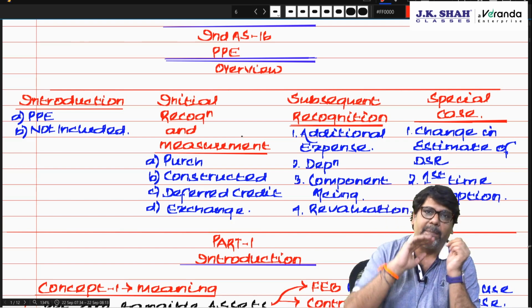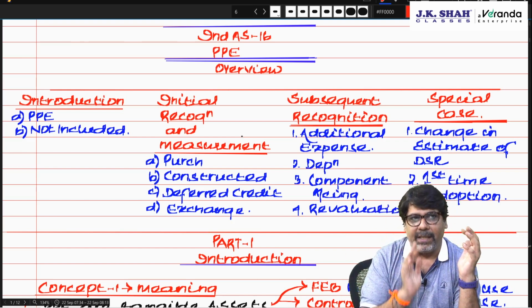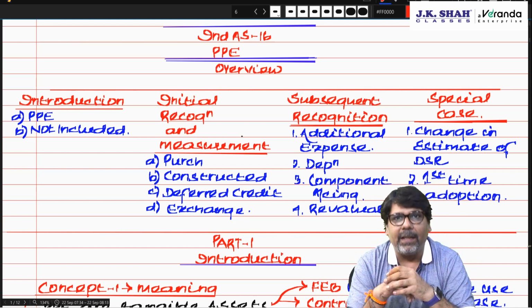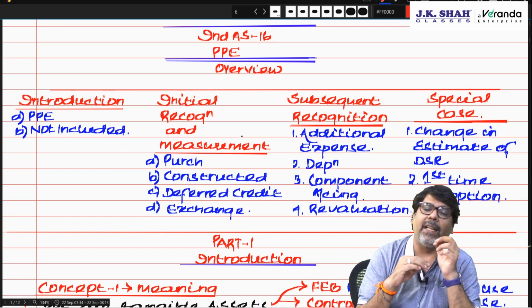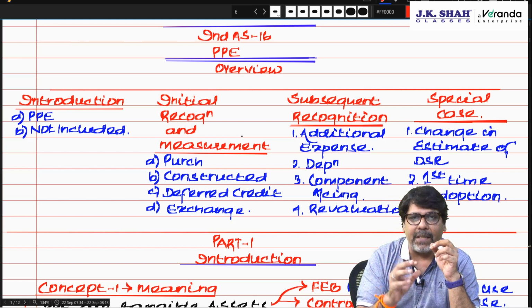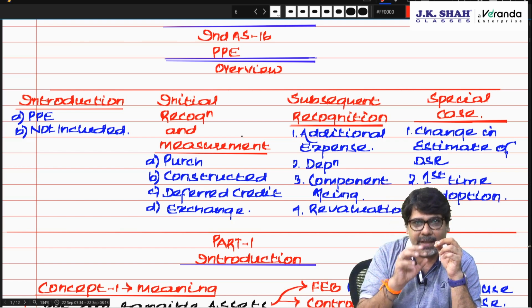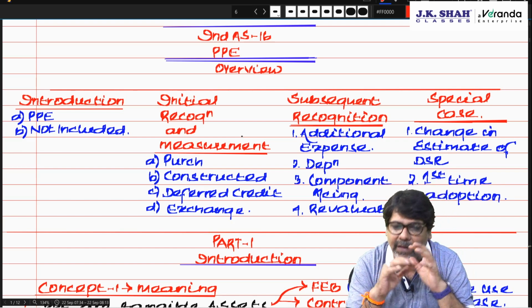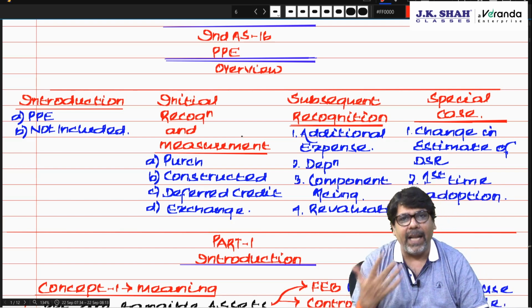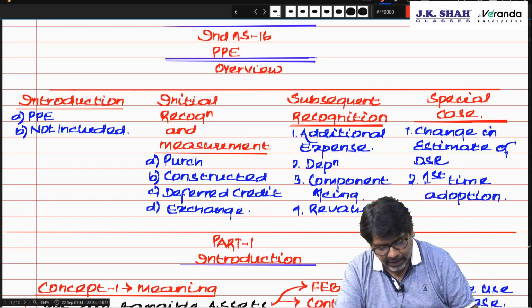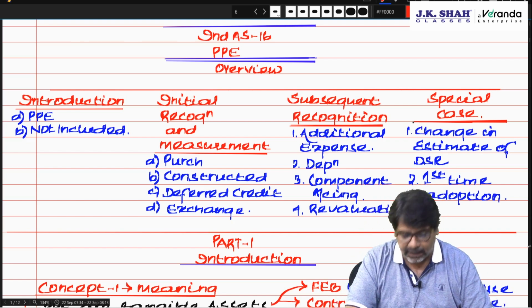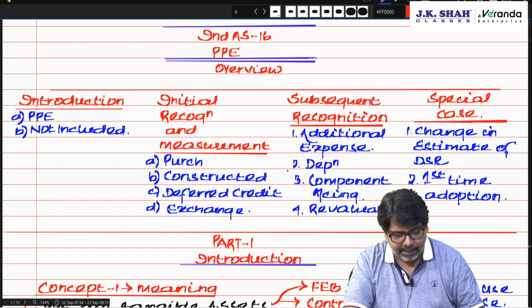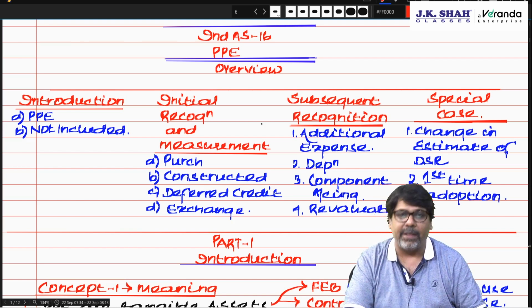Subsequent recognition means later on, after the acquisition has been done and a certain span of time has passed, whatever expenditure we are incurring, whatever depreciation we are charging, any parts being replaced, how to do accounting for that. And in the end, there are two special situations, that is change in estimate of DSR and first time adoption of the standard. Additional expense, depreciation, component accounting and revaluation.